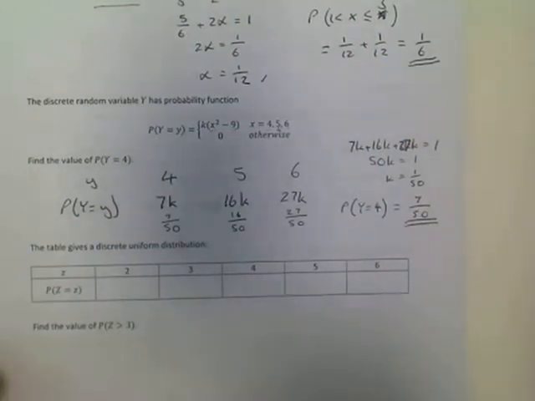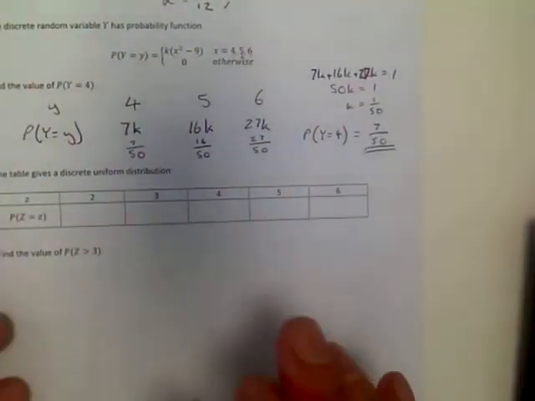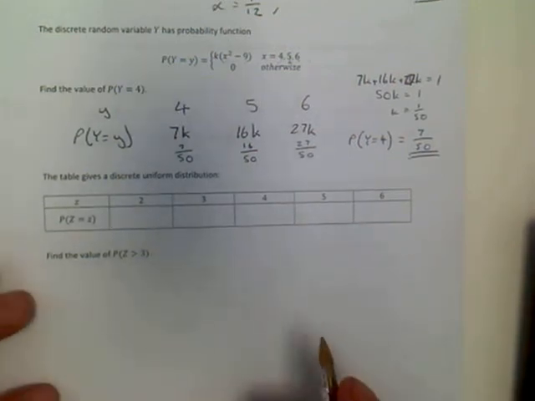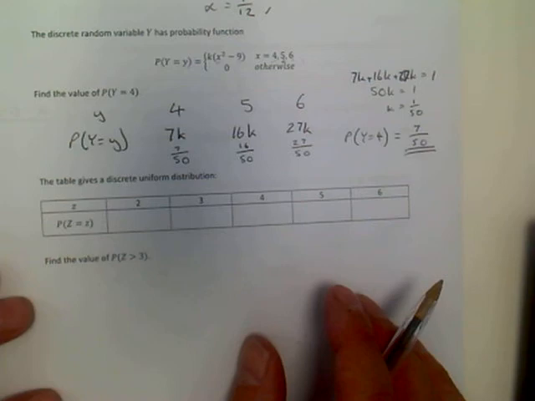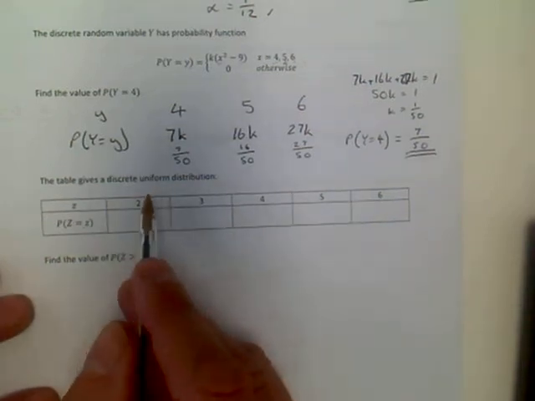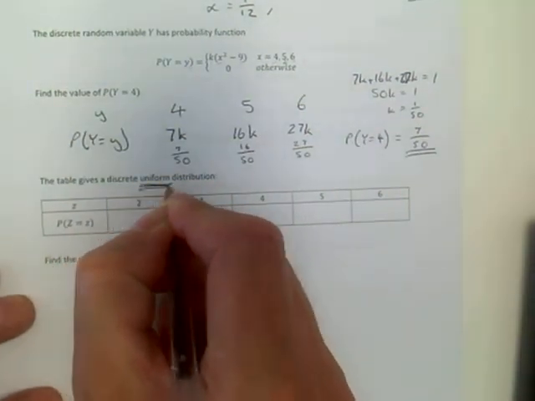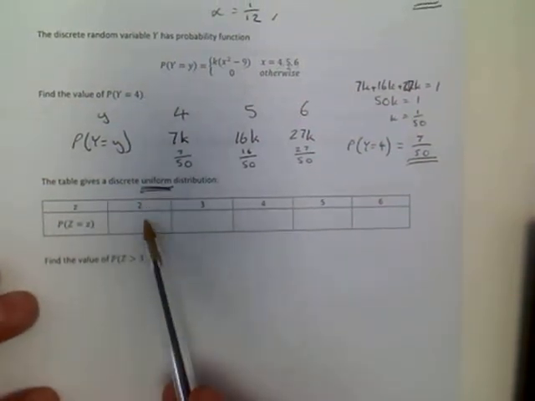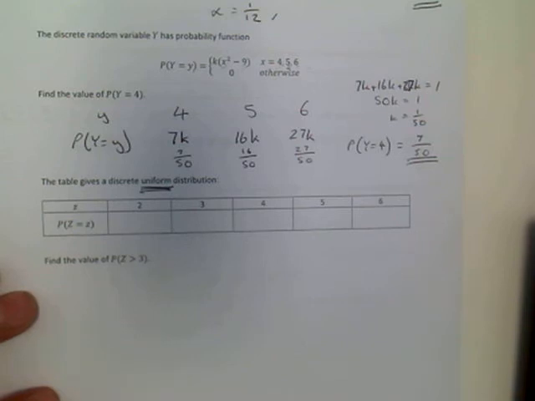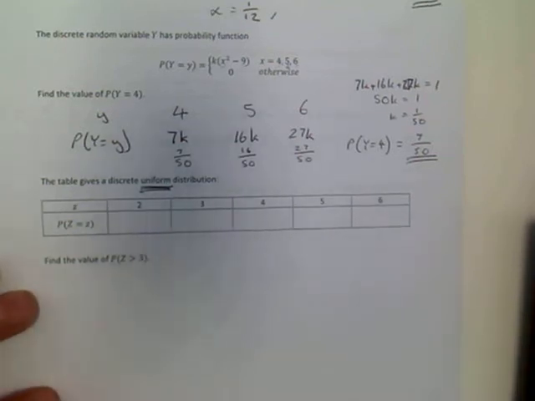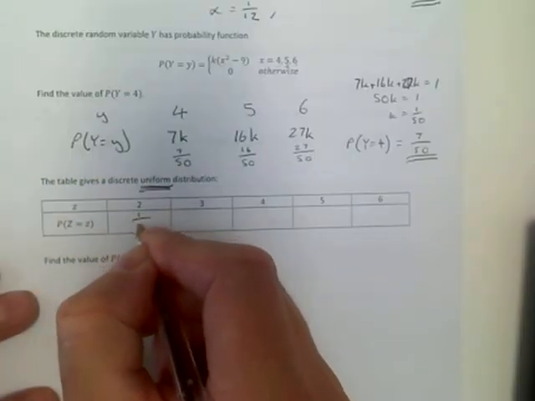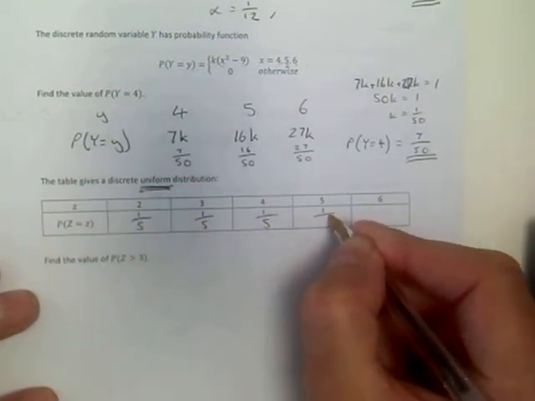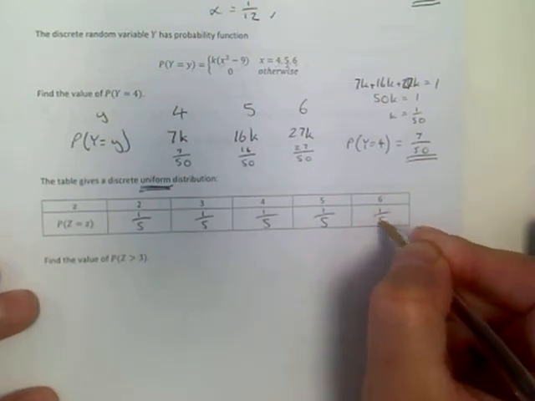Okay, this table gives a discrete uniform distribution. Discrete uniform, so the fact that it is uniform means that, and this is the key thing about the word uniform, each of those are the same. So I have 5 boxes that must add up to 1, so each of those must be 1/5. If I add those up, I get 5/5, which is 1.